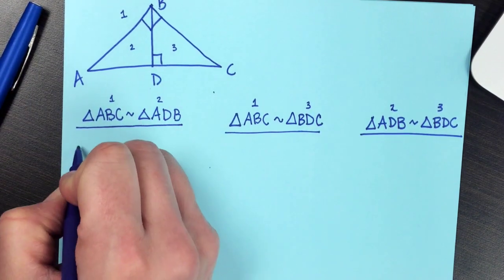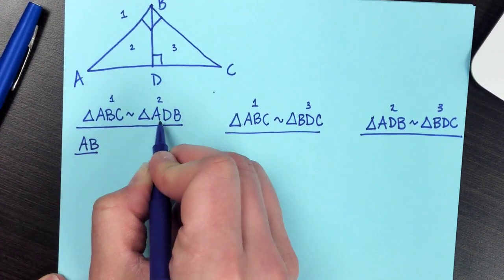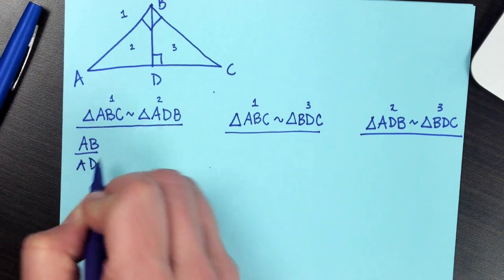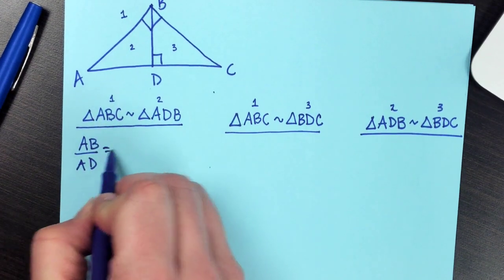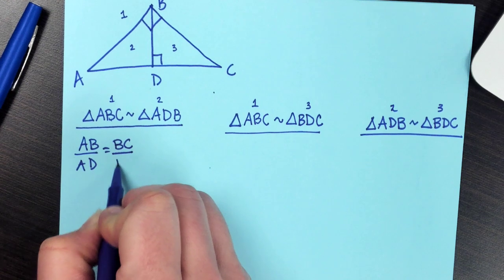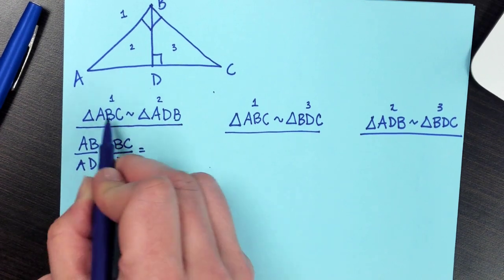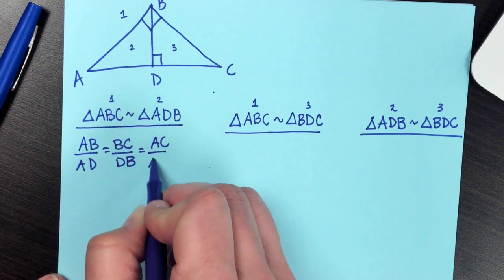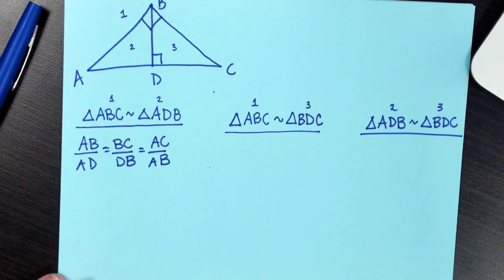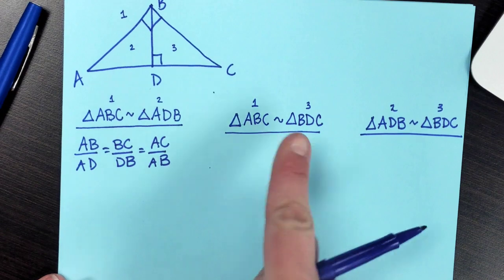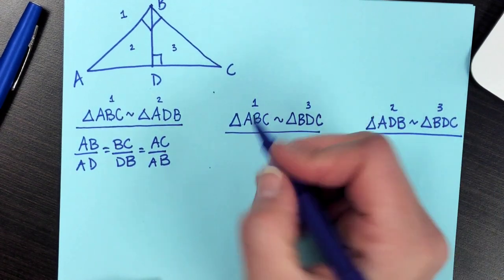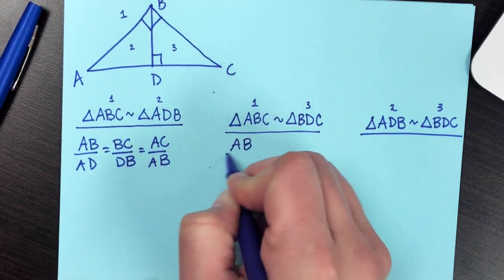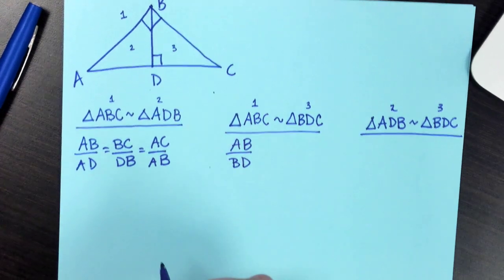So in this first one, AB automatically corresponds with AD. First two, first two. The second two, BC, corresponds with DB. And then AC, first and last, corresponds with AB, first and last. I'm going to do the same thing for the other pairs. Over here, AB, first two, corresponds with BD, first two.